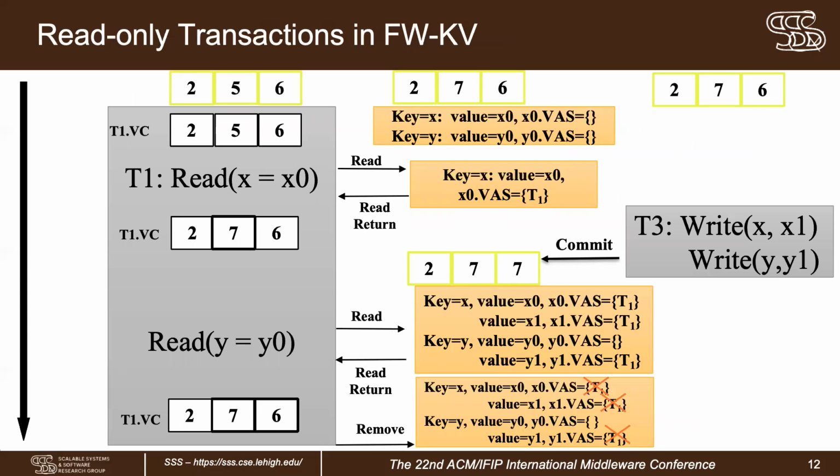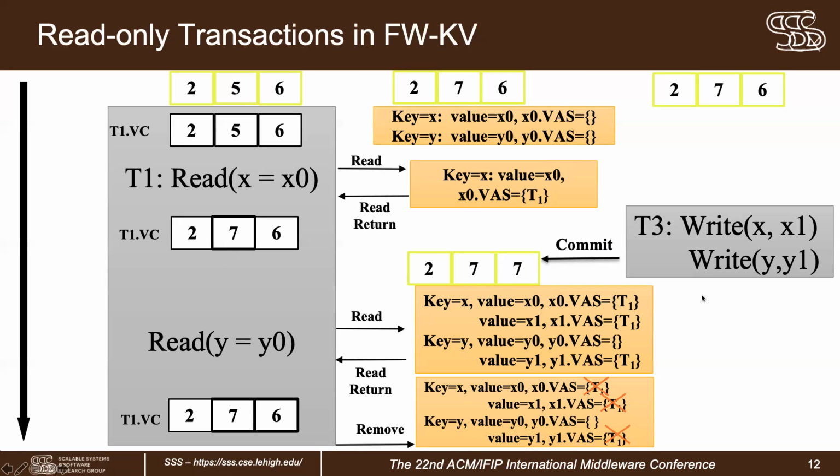This slide shows how read-only transactions can be controlled in FWKV. We have 3 nodes in this example. Transaction T1 starts and it wants to access object X. It sends a read request to node N2. It picks X0, which is the latest existing version, and it puts its own fingerprint in the version access set of X0. Also, it updates the second entry of its own vector clock.